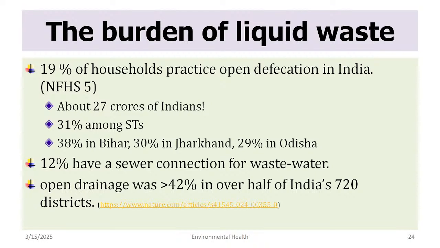Only 12% had a sewer connection for wastewater. Rural is very unlikely to have a sewer connection. Rather, probably that is one of the criteria by which we define rural versus urban. Urban means there has to be a sewer connection. Initially, there was a different definition or understanding of what to call a city and what to call a village. Now, this is a very important connection.